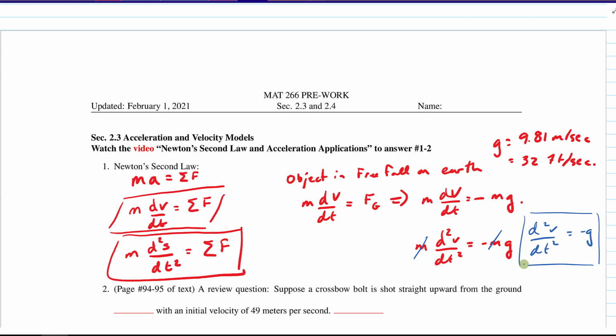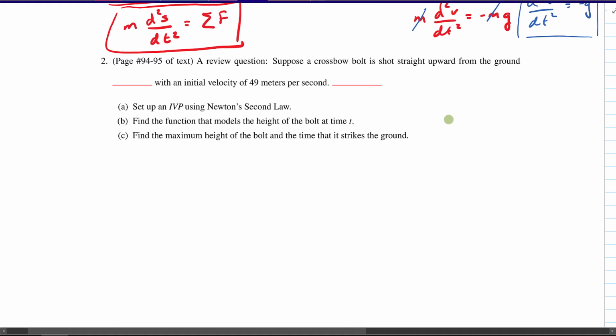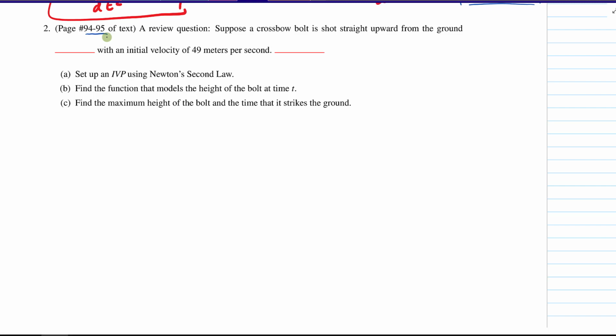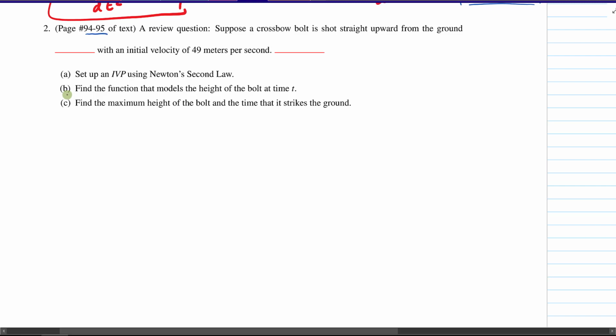So let's go ahead and look at an application of this. And I'm going to get this application started, and then I'm going to ask you to pull the rest of the information from our textbook. So this is pages 94 and 95 of the class text. And you may want to verify your answers to part C here, that you'll have to reference the text.